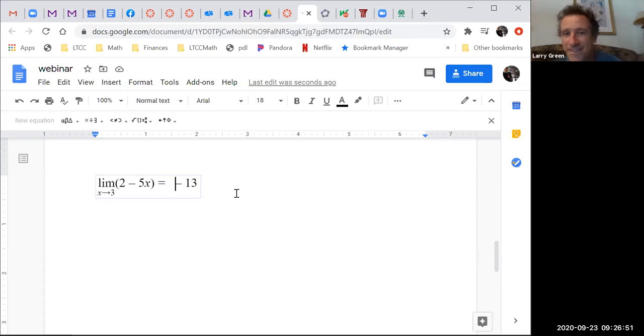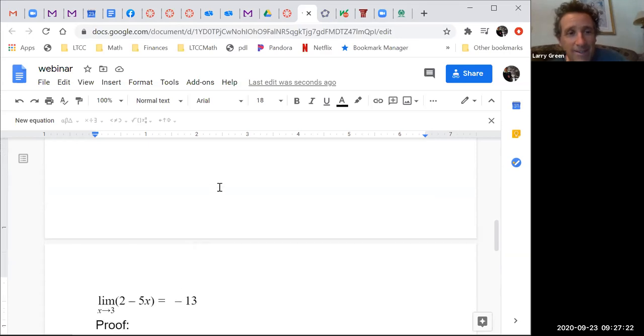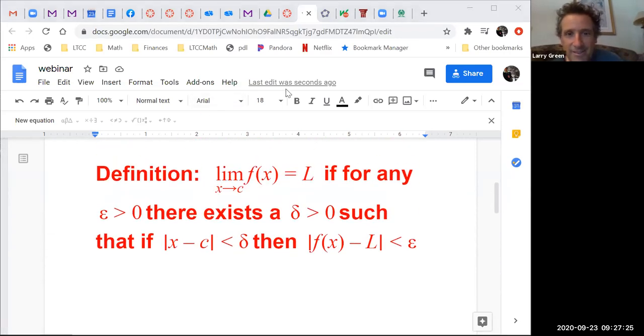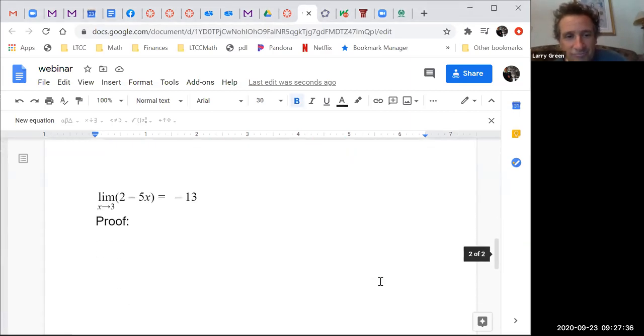Is that a proof that this limit exists and it's negative 13? No. This is not a proof, so let's go for the proof. Every epsilon delta proof to show that you have a limit starts exactly the same way. Let me remind you of the definition: for any epsilon greater than 0, that's how it starts. So in the proof, we're going to say let epsilon be greater than 0.